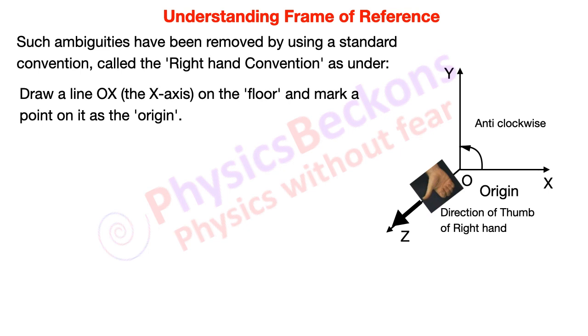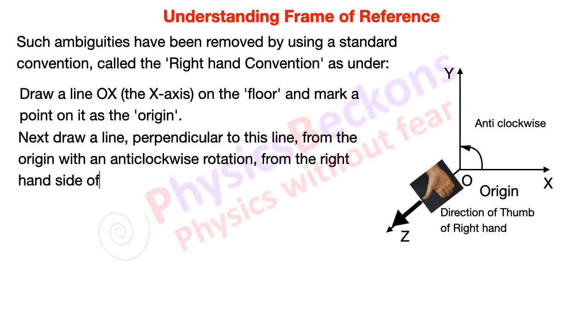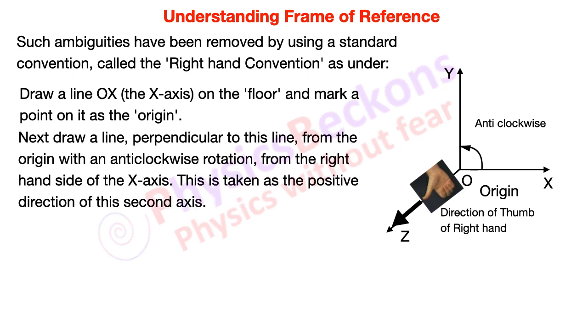Draw a line OX, that is the x-axis on the floor, and mark a point on it as the origin. Next, draw a line perpendicular to the x-axis from the origin with an anti-clockwise rotation. This sets the y-axis and the positive side of the y-axis.